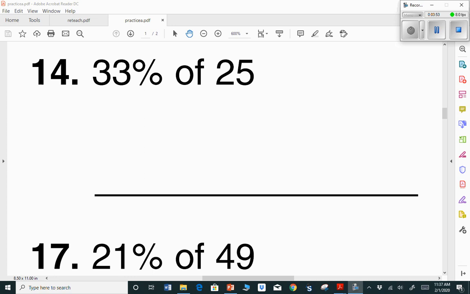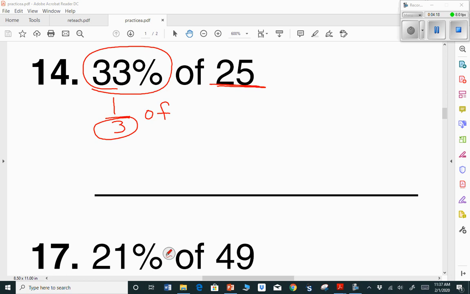Okay, for this problem, you're going to have to recognize something different. 33%, I'm hoping that you recognize that as being 1/3, or very close to 1/3. We need a number that's divisible by 3 to be a compatible number. 25 is not divisible by 3, but 24 is very close to 25, and it is divisible by 3. And I'm hoping that you know 1/3 of 24 is 8. That's just 24 divided by 3 is 8. So 33% of 25 is roughly 8.